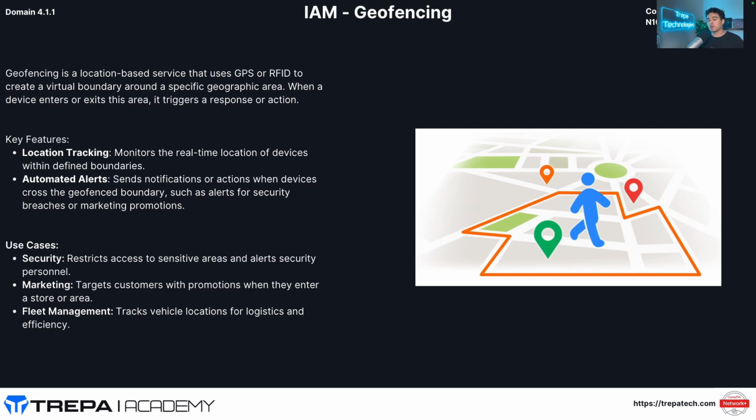So geofencing is a location-based service that uses GPS or RFID. GPS is probably the right way to do it, right? Because if you try to do IP, like, as long as the IP is on the East Coast, we're going to let you work, that's easily thwarted. Put on a VPN, right? And then maybe the IP will always be on the East Coast and you're in China somewhere. So this is using GPS or RFID to create a virtual boundary around a specific geographic area. And when a device enters or exits the area, it's going to trigger a response or action. So enters, you get access. Exit, no access. Typically that's how we're going to do it, right?